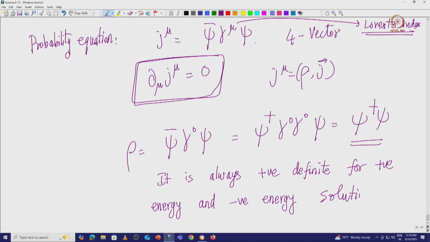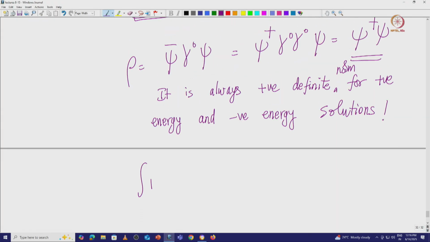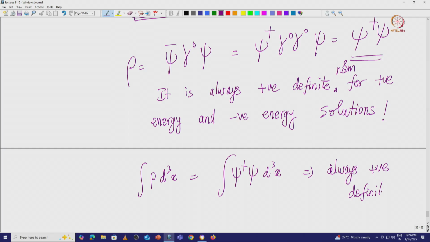So it has always a positive definite norm. So you can always say J0 is equal to rho, and the integral of rho d cube x is equal to the integral of psi dagger psi d cube x, which is always positive definite.